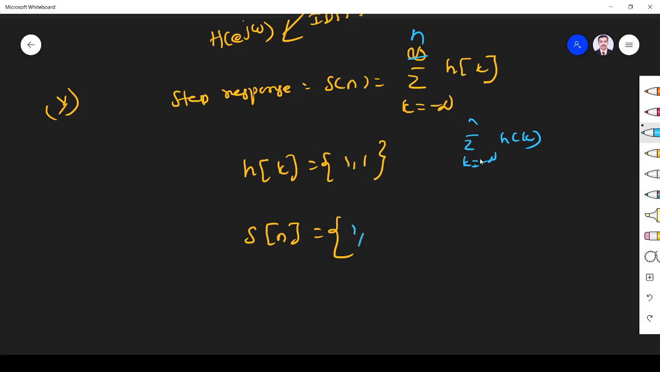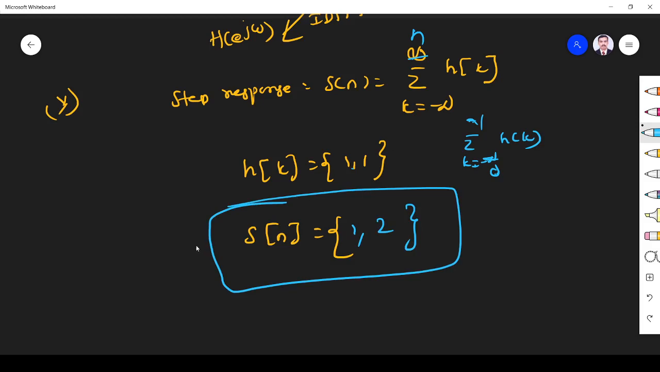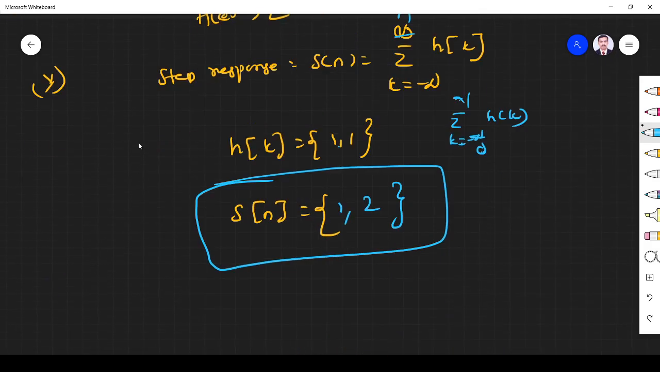S of 1 is the sum over k from 0 to 1. If you want to find s of 1, we substitute n is equal to 1. k is not minus infinity, it has started from 0 to 1. H of 0 is 1, h of 1 is 1. 1 plus 1 is 2. The summation. So we got the step response. Here, the 10th concept we learned.